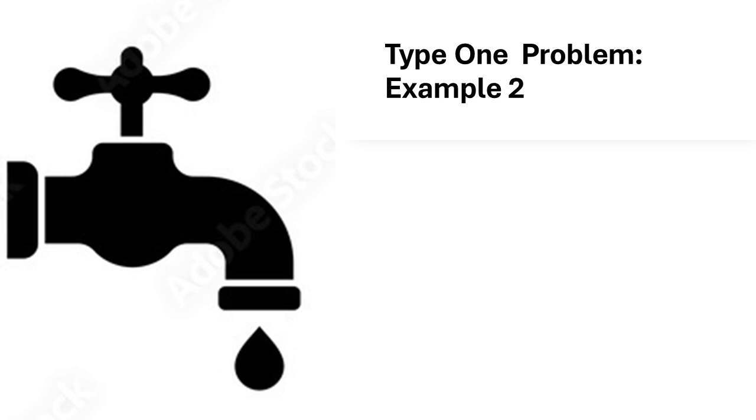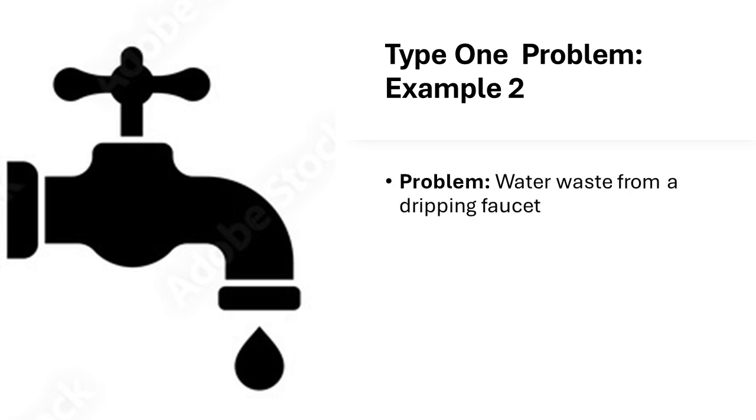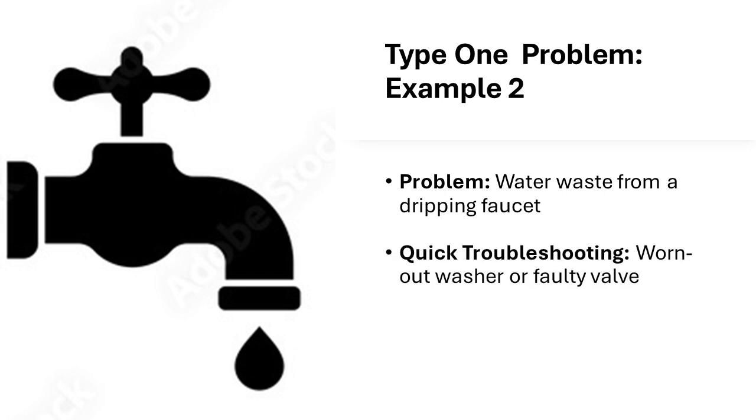Example 2. How about in this picture? What's the problem? Here we see a faucet with water dripping. Resume the video when you're ready. Again, without even knowing why the faucet is leaking, we know we need to fix it to prevent water waste. With some quick troubleshooting once more, we can figure out why the faucet is leaking, like a worn-out washer or a faulty valve, and what we can do to fix it and prevent future leaks.